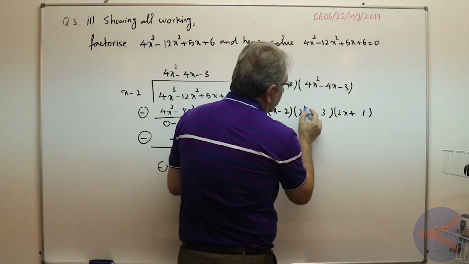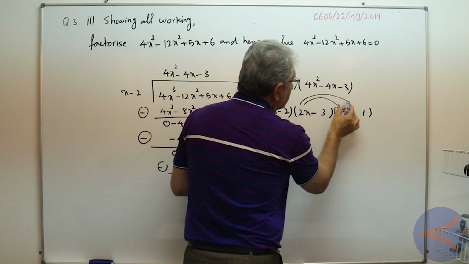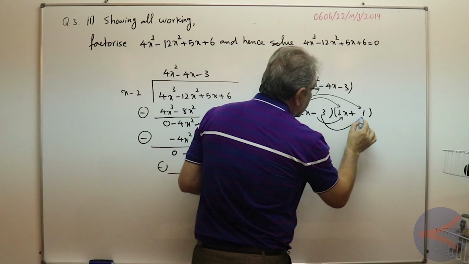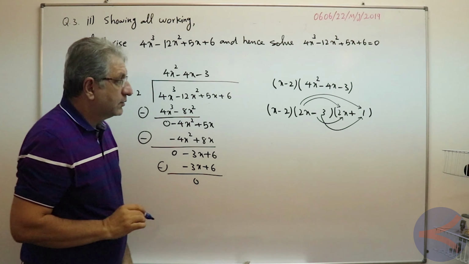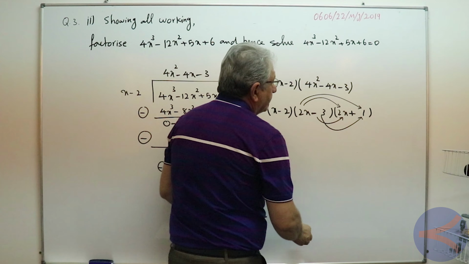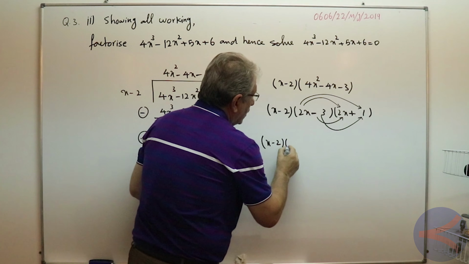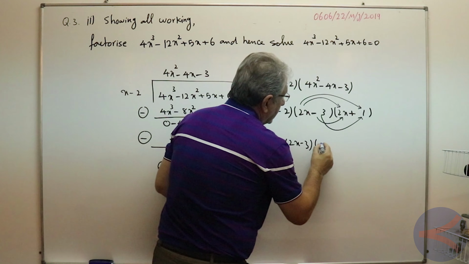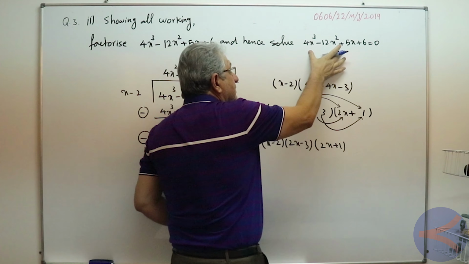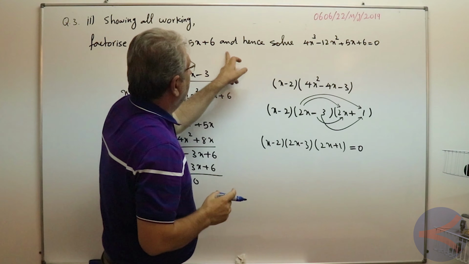Now you can see that if you expand everything, this will be 4x squared, this will be positive 2x, minus 6x, minus 4x, and this time this is actually negative 3. Therefore this is correct. Therefore we have done the factorization correctly. Therefore the final answer is this: x minus 2, 2x minus 3, 2x plus 1. Now this is exactly this. Now put it equal to 0 to solve this part, and hence solve this equation.